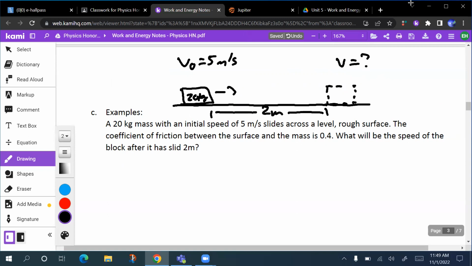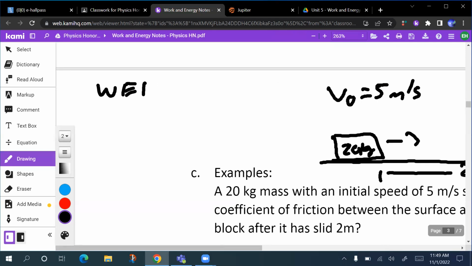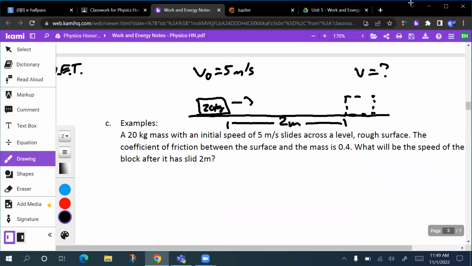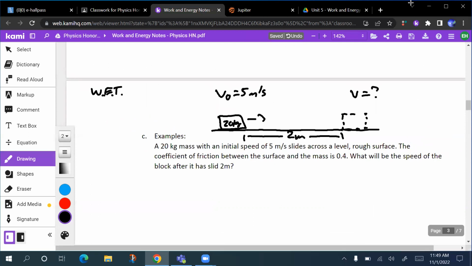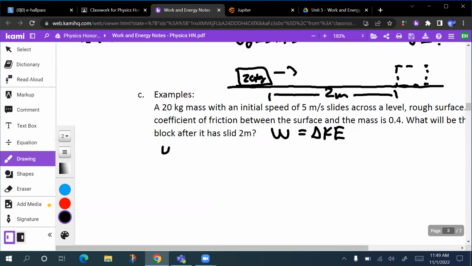Okay, so this is definitely a work energy theorem problem, and we're going to abbreviate work energy theorem as WET. How do we know this? Because the work done by friction has reduced the energy of this box. Thus, the final speed is going to be less. So work is equal to, in this case, a change in kinetic energy, or work is equal to kinetic energy final minus kinetic energy initial.